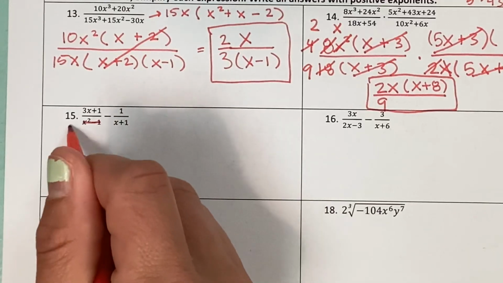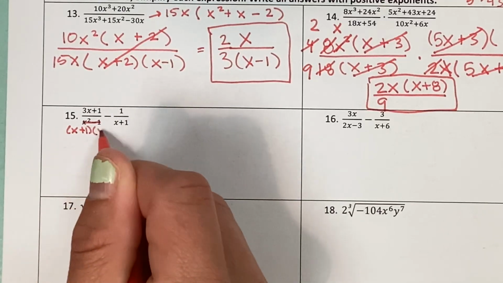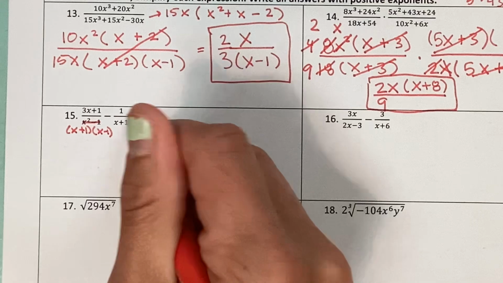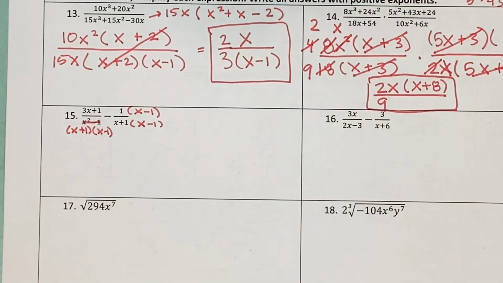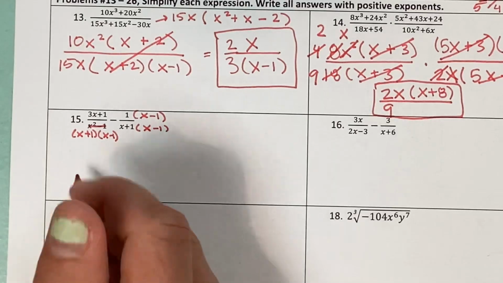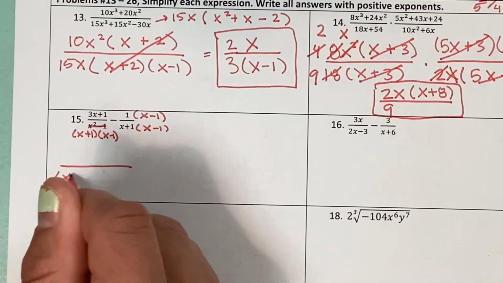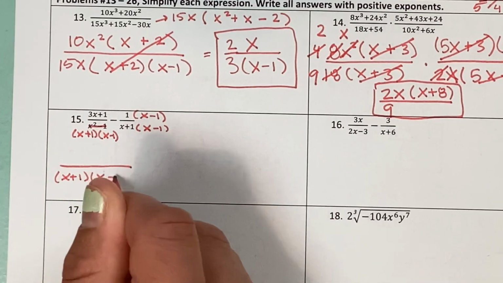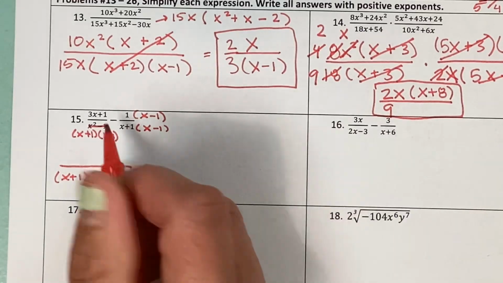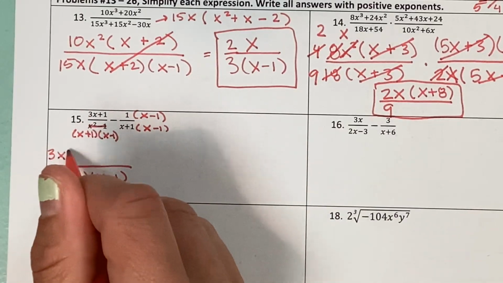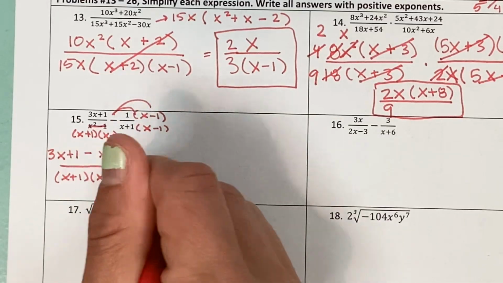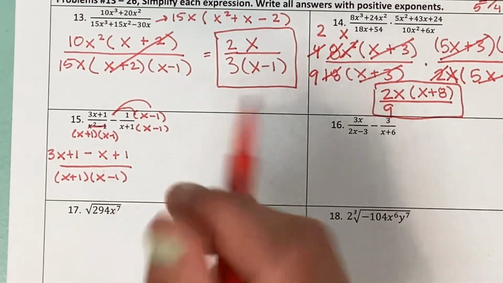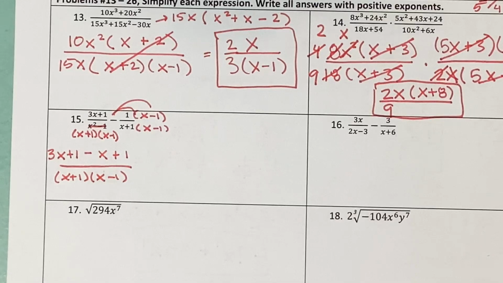All right, this guy here is a difference of squares, x plus 1, x minus 1. So I need to multiply by an x minus 1 on top and bottom of this fraction. So the common denominator is x plus 1, x minus 1. On top, I have 3x plus 1 minus x plus 1.